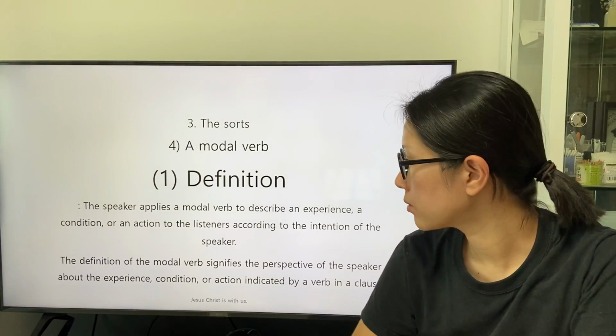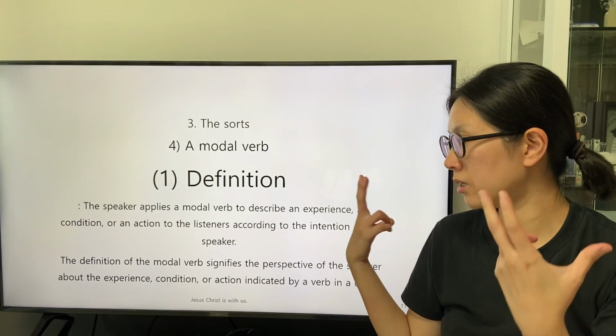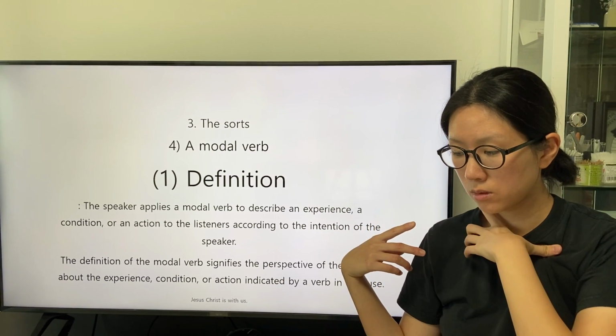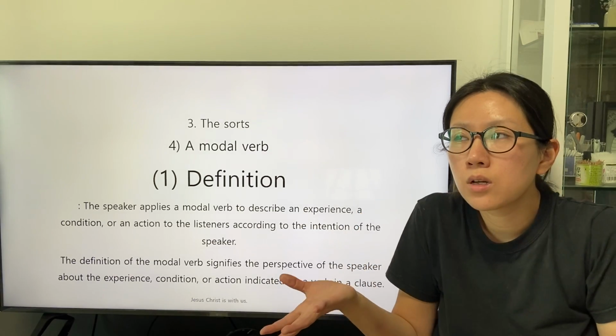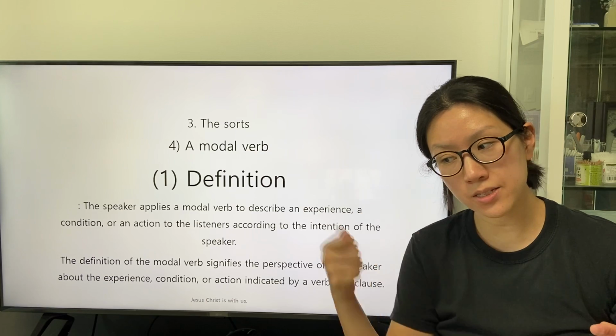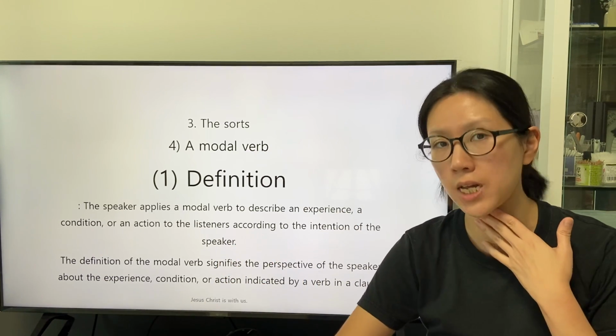For example, we can figure out the perspective of the speaker who states the clause about the subject.